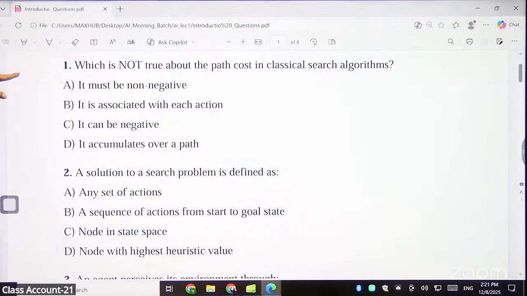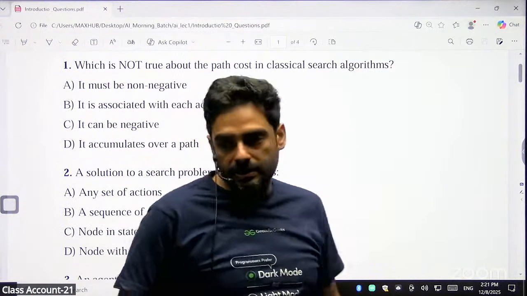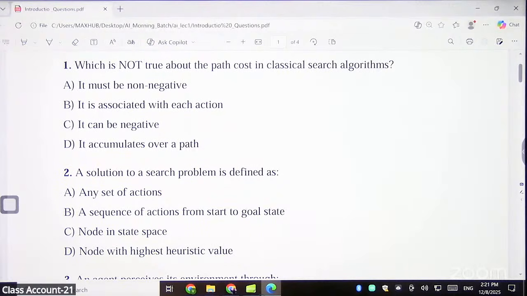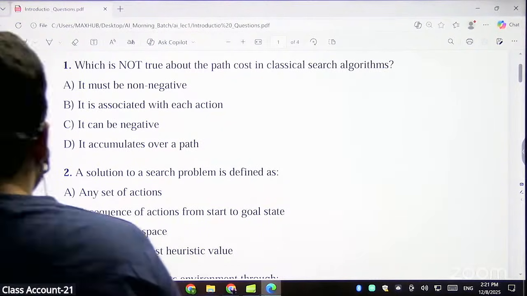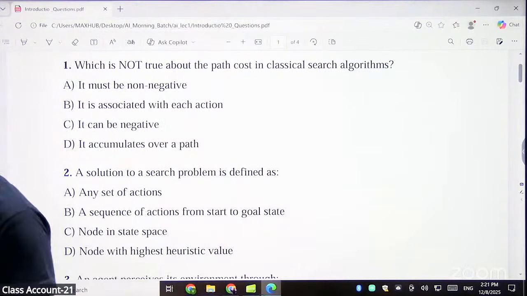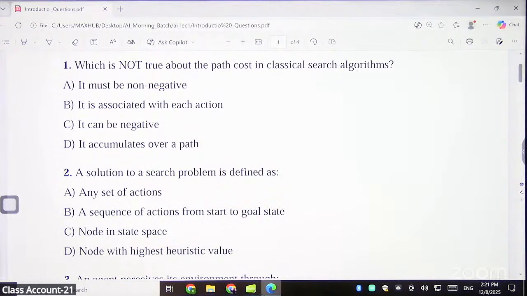What is the answer to the first question, which is not true about the path cost in a classical search algorithm? Yes, tell me the answer. What is the answer for question number one? Which is not true about the path cost in a classical search algorithm?